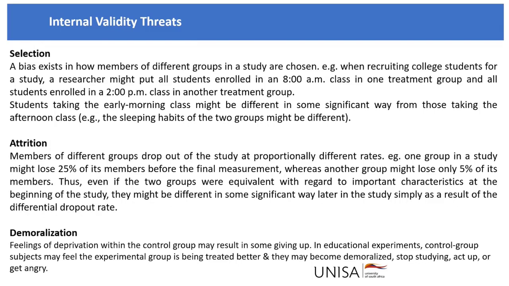Attrition: you build in an opportunity that there might be people who will drop out of your study at any given stage. How do you do it? Sometimes you just increase the sample size, so that even when people drop out, it is not necessarily going to affect the outcome. So as you do something about it, you are enhancing the internal validity of your study.